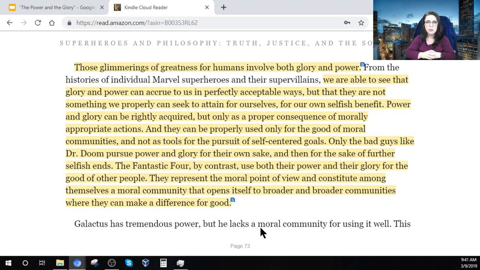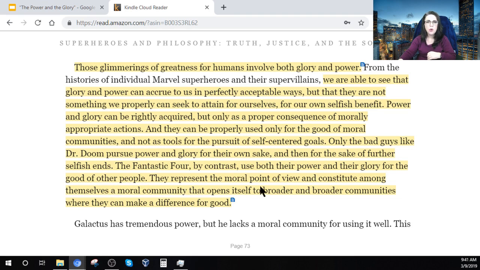And we need to be careful to think about the consequences of our actions. They go on to say, and they can be properly used for the good of the moral communities, not as tools for the pursuit of self-centered goals. Only the bad guys like Dr. Doom pursue power and glory for their own sake, and then for the sake of further selfish ends. The Fantastic Four, by contrast, use both their power and their glory for the good of other people.